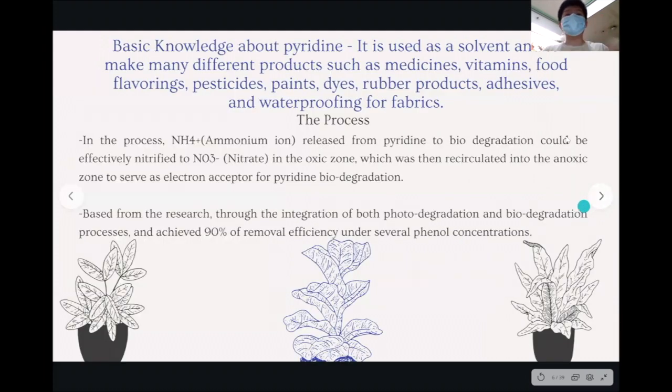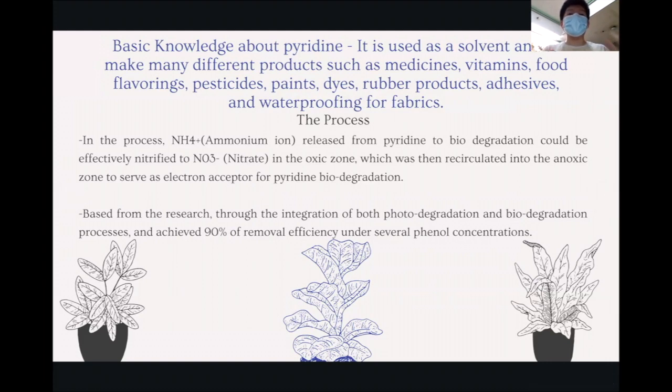For these slides, to give background about pyridine, basic natural pyridine is used as a solvent and to make many different products such as medicine, vitamins, food flavoring, pesticides, paints, dyes, rubber products, adhesives, and waterproofing for fabric. So as we can see, pyridines are being used in our daily life. It is actually one of the important things that we need, and it is essential for us. So what's the process of this bioreactor?